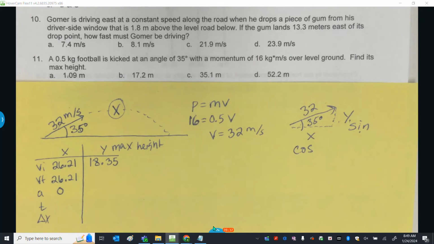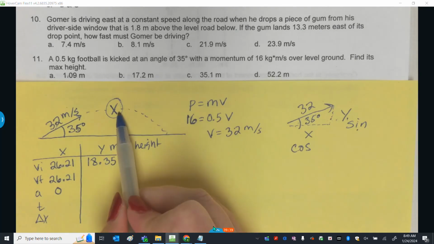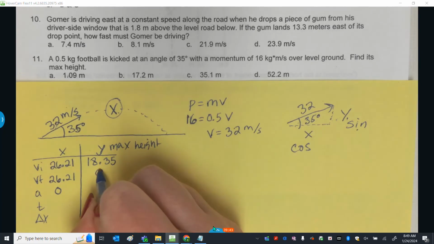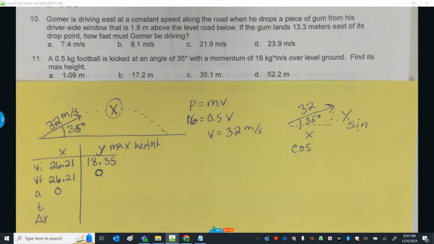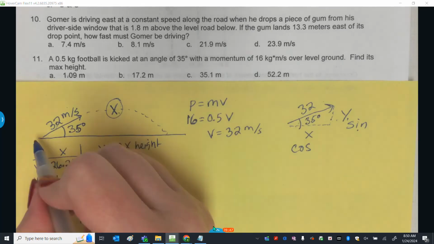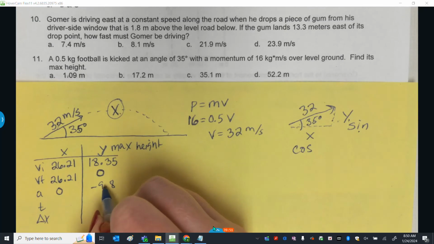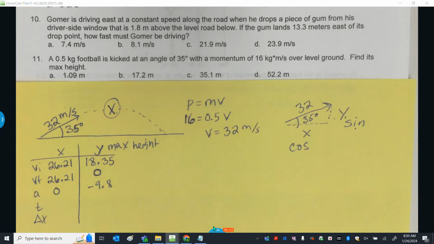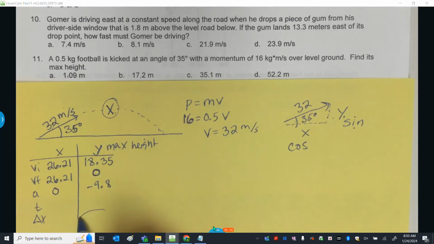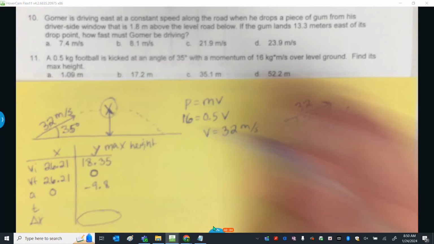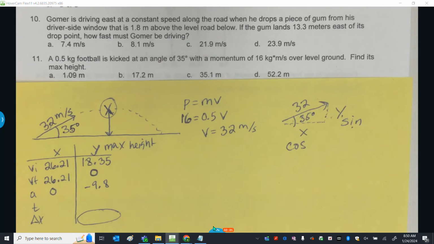Okay, at max height. So, at max height, my vertical velocity will be 0. I can fill that in. Okay, at max height, or rather the whole way, my acceleration is going to be negative 9.8 meters per second squared. And I'm trying to find my displacement at max height, because my displacement at max height will of course be the height that it's at. My displacement will be that height. So I'm trying to solve for this.